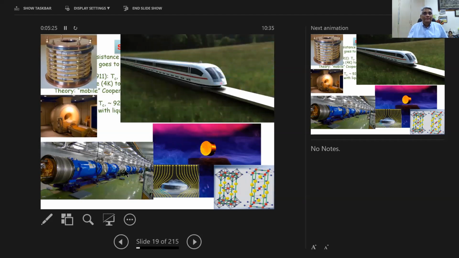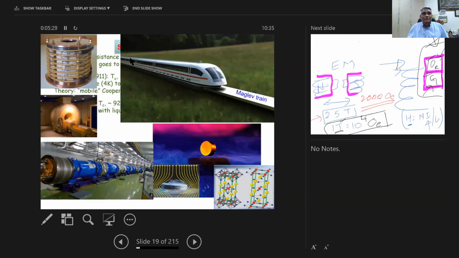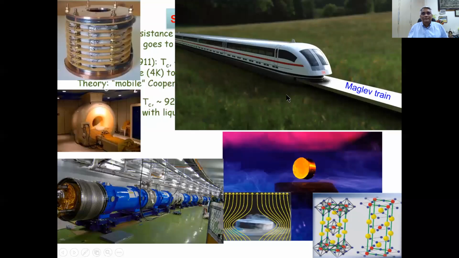You see? And of course, we talk about maglev trains. It's all about using superconducting magnets in maglev trains. Okay. Without that, these huge fields cannot be created on the track and on the base of the train to create that levitation effect.